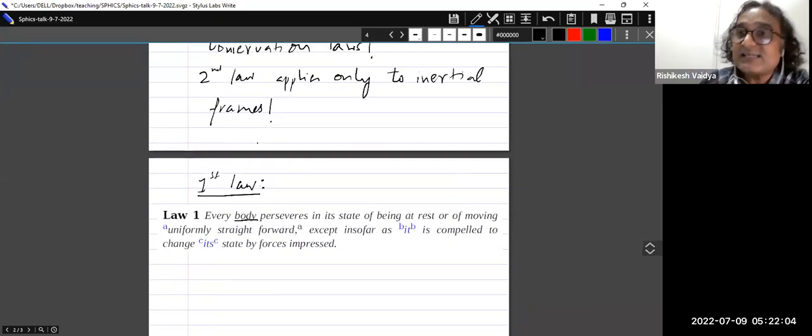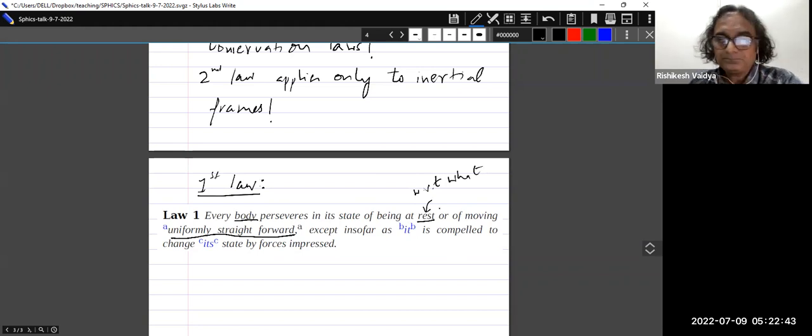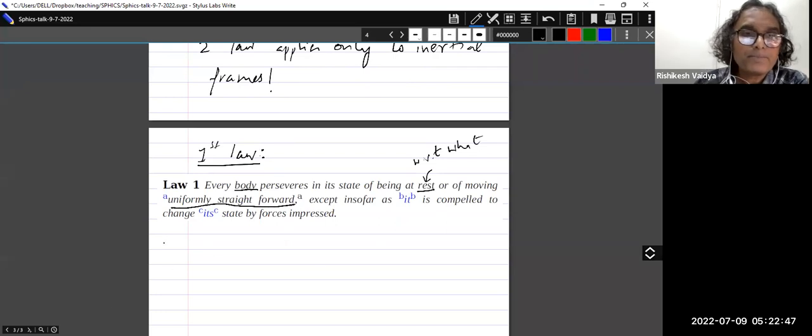The whole notion of body is actually quite ill-defined. The law says a body preserves a state of being at rest or of uniform rectilinear motion. Now, when you say that the body is at rest, rest with respect to what? So Newton had to invoke absolute space.